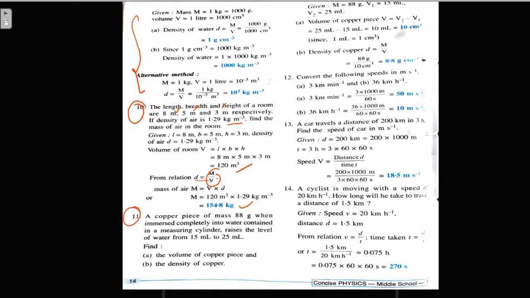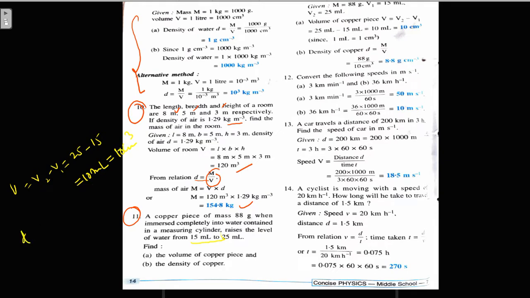A copper piece of mass 88 gram, when immersed completely into water contained in a measuring cylinder, raises the level from 15 to 25, so V will be 10. So volume of copper would be V2 minus V1. V2 is 25 minus V1 is 15, so we will get 10 milliliter. 10 milliliter would be equal to 10 centimeter cube. So the rest is simple.